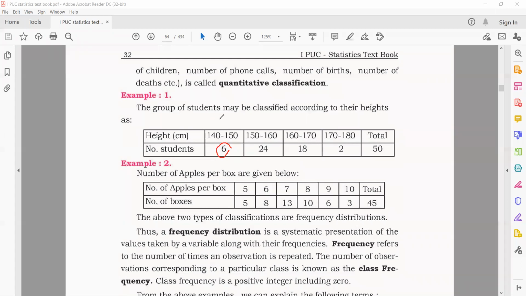So 6 different numbers, maybe with or without repetitions, could be there. So all 6 numbers are not the same. So I cannot call this the number of repetitions, but I could call it the total number of observations.